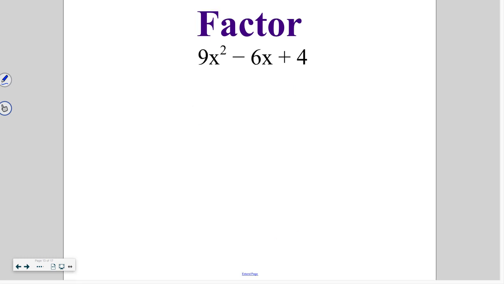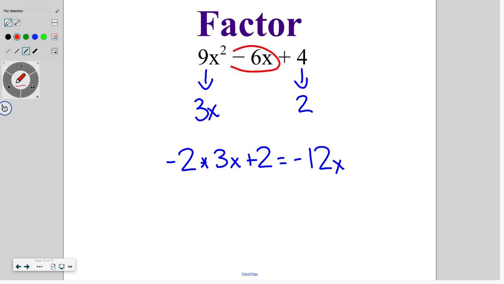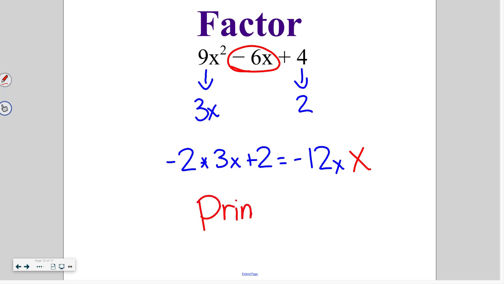We're going to check this one out, taking the square root of the front. We get 3x. The square root of the back, we get 2. Since it's a negative in the middle, I'm going to check by doing negative 2 times 3x times 2, which is going to give me negative 12x. That does not check out with our middle term. So again, like I gave an example in the last section, this is what we're going to call prime. It means that it can't be split up into factors. So this is an example of a prime polynomial where we can't use the perfect square method.